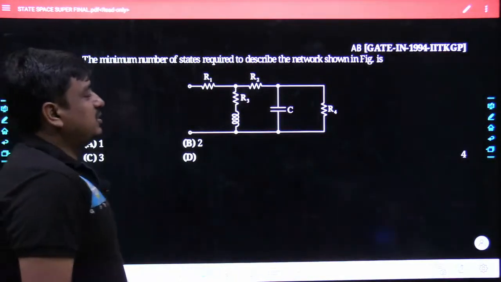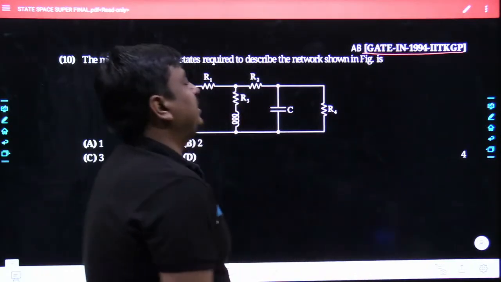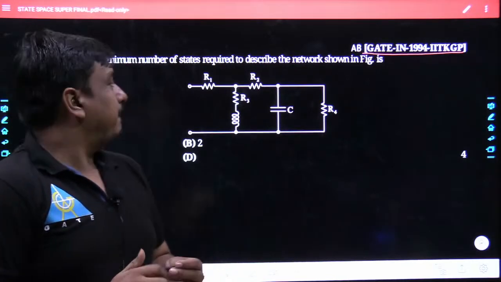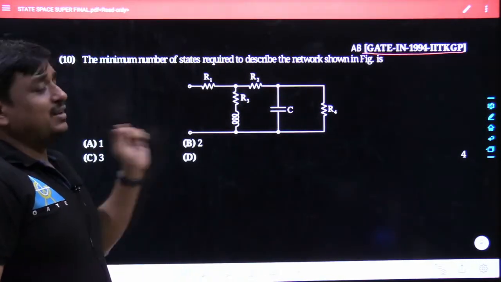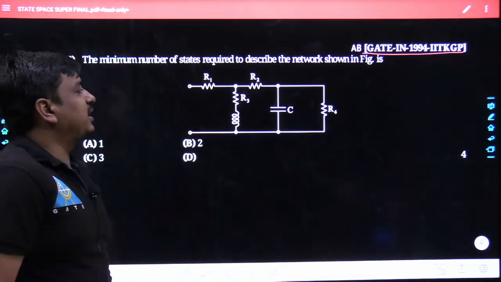The next question is the simplest question of the day. The problem appeared in GATE Instrumentation in the year 1994. The problem was framed by IIT KGP. Anyways, let me read the problem carefully, and you have to give the proper answer for this given problem. The minimum number of states required to describe the network shown in the figure.